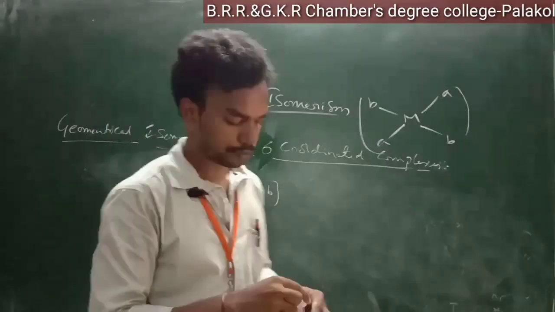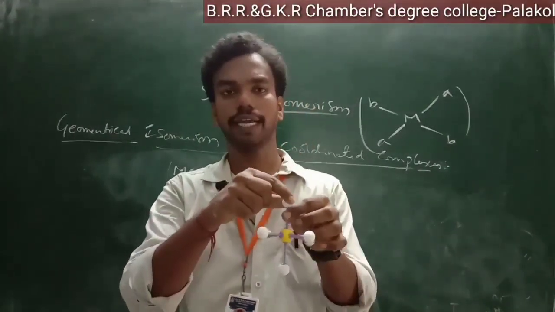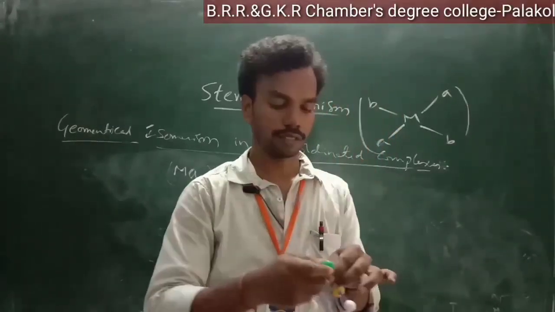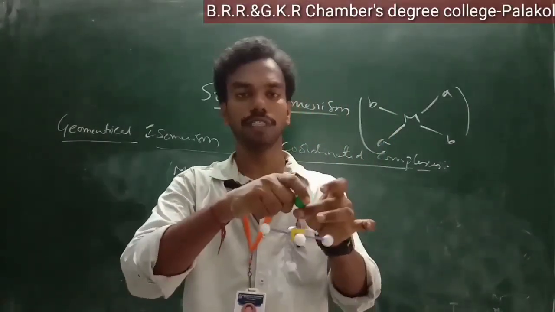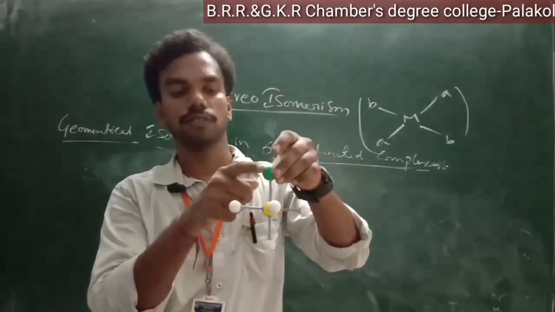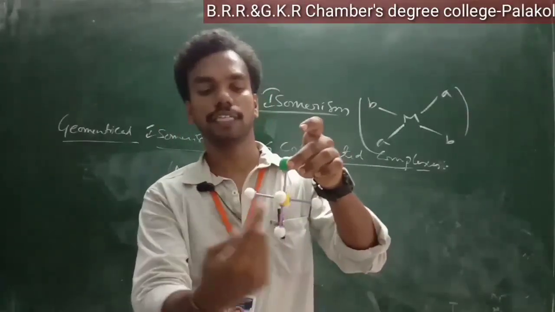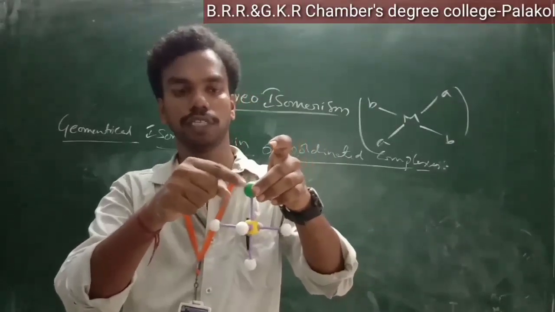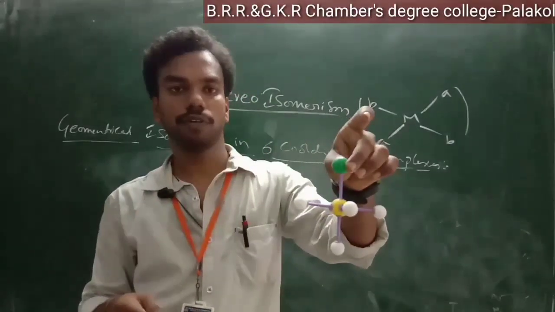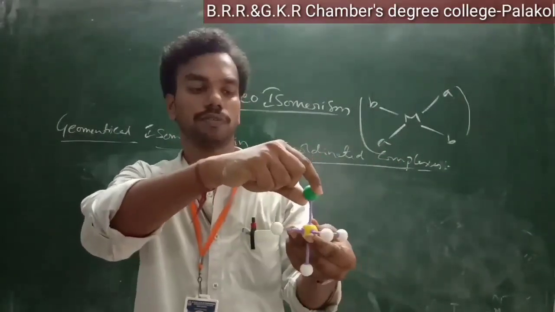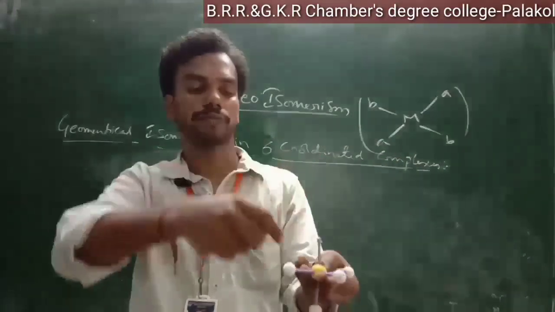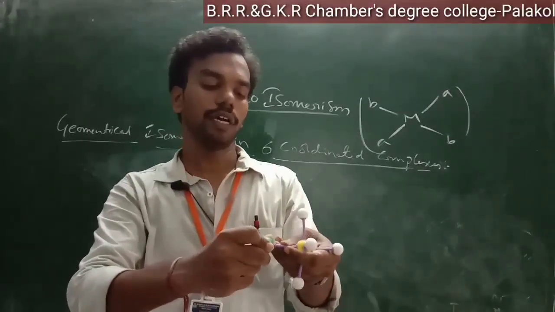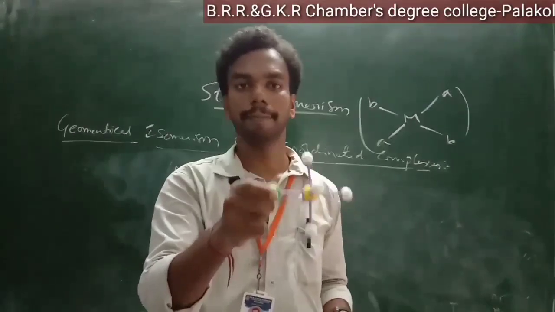MA5B. If you change one ligand, for example, I am having a different ligand. Five ligands are the same, one ligand is different. If you place this ligand in this position, you get one structure. Now change this position, interchange these two ligands. Here also you are getting the same structure.